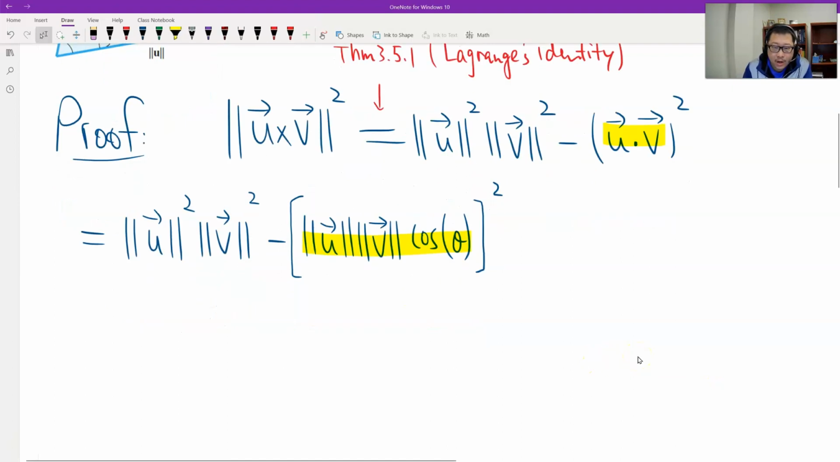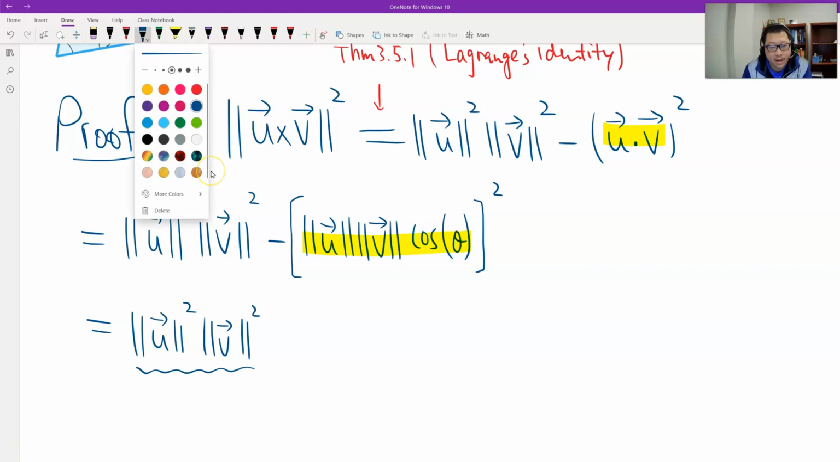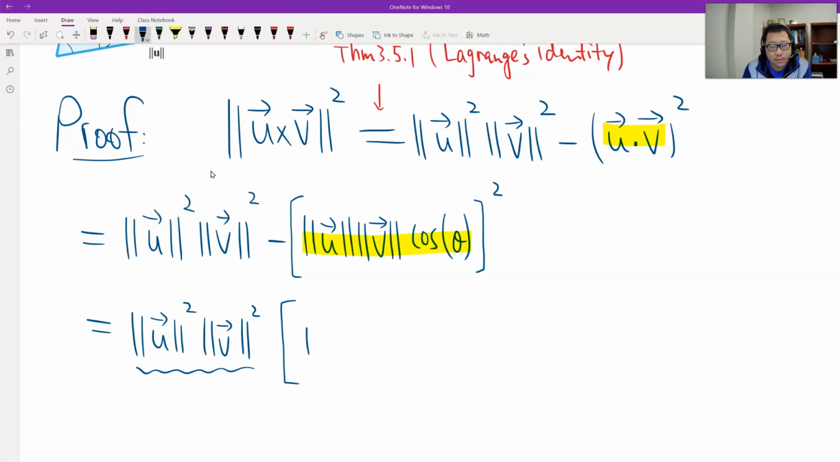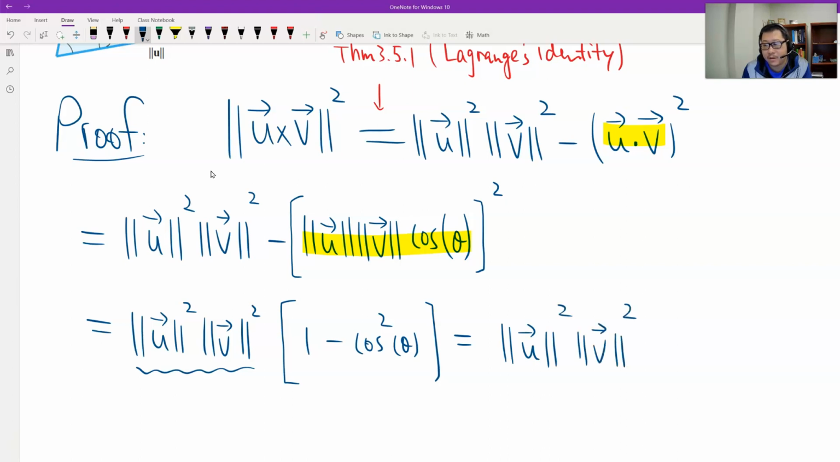So now square. The first square, the second square, we can factor out the common factor. After we factor out, what are we left with? The first has one left. The second has cosine squared theta left, right? And 1 minus cosine squared equals sine squared. So this one equals the norm of u squared times the norm of v squared times sine squared theta. That's the Pythagorean identity, which we learned in trigonometry.